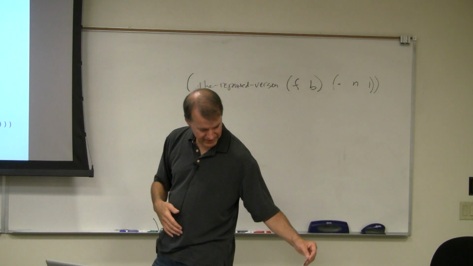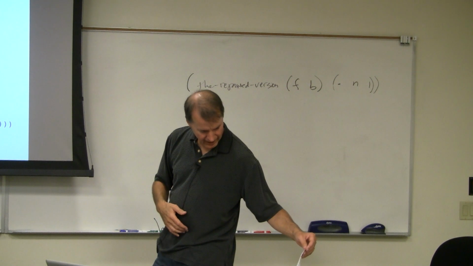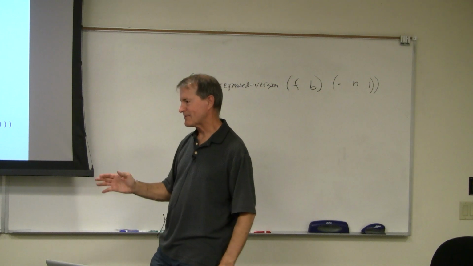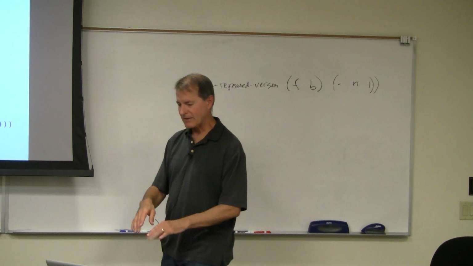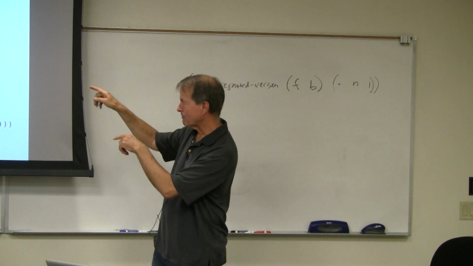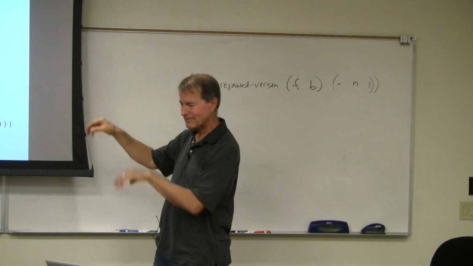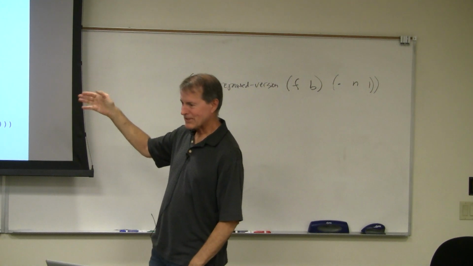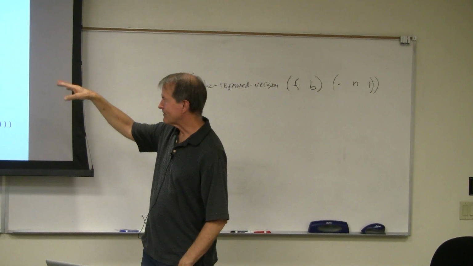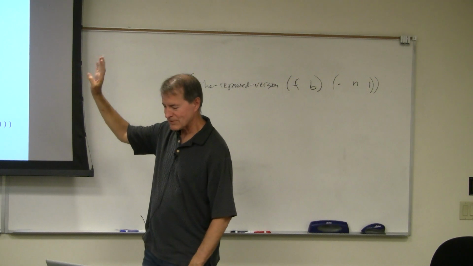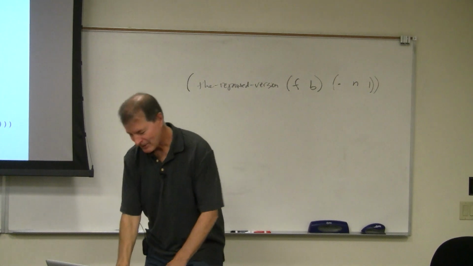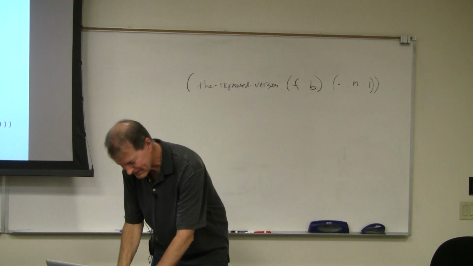I could demo this, but it'd be boring, I think. I could put this into Dr. Scheme and do it, and you would see that repeatedly square 2, 3 is 256, whatever. Okay, but anyway, trust me. Do you trust me?